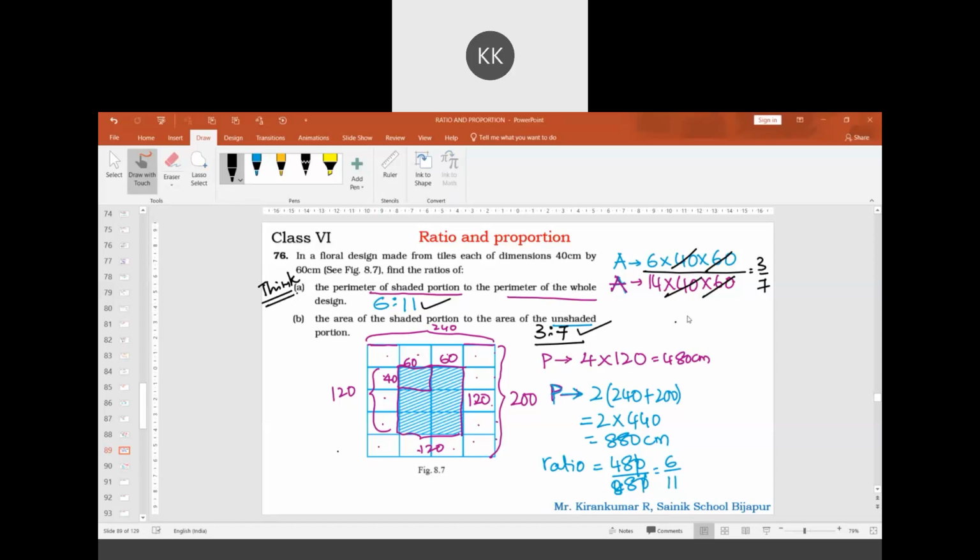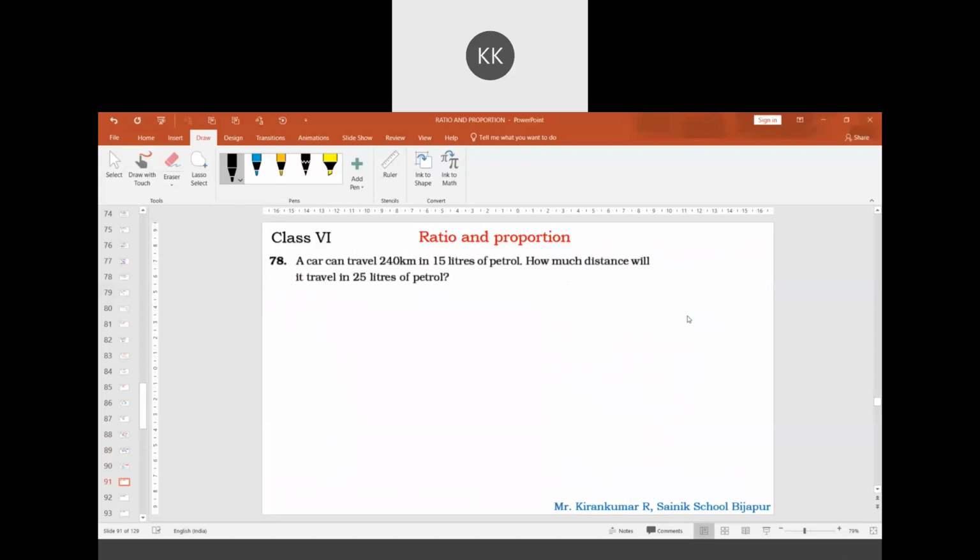All right. Let us move on further with 78th question. In the 78th question, a car can travel 240 kilometers in 15 liters of petrol. How much distance will it travel in 25 liters of petrol?